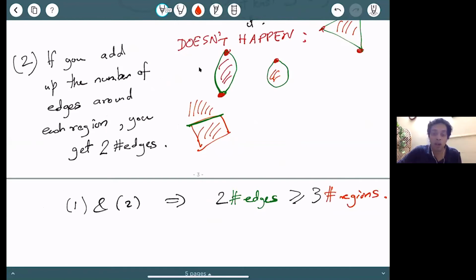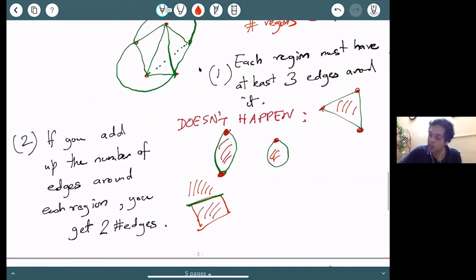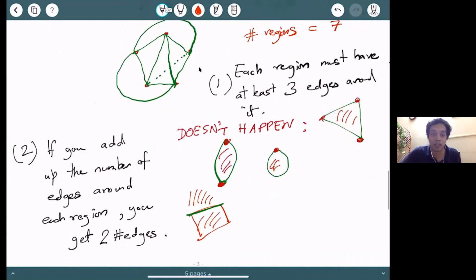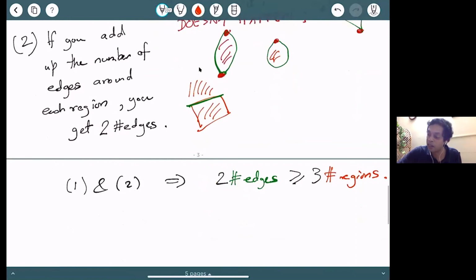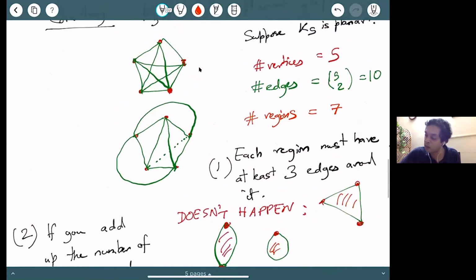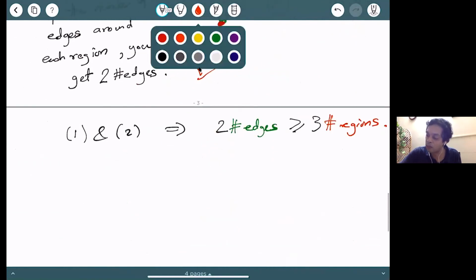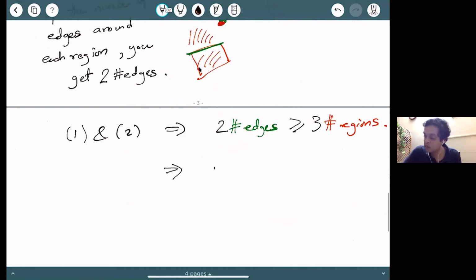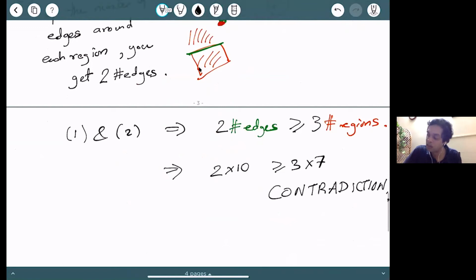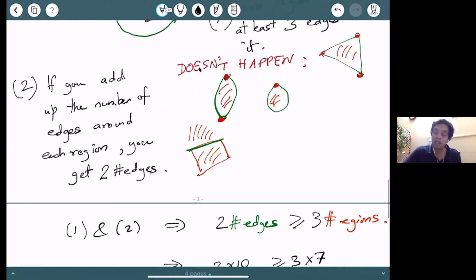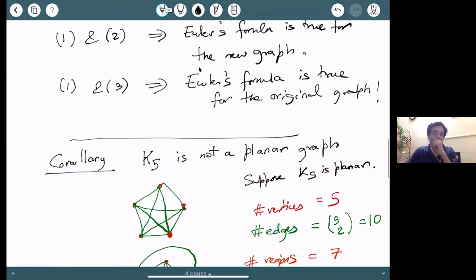Okay. So now when you apply it to this, that must be true, right? So if this is planar, this must be true. But then we already computed the number of edges and number of regions. So that was 10 and 7. So if you plug those in, this would imply that twice 10 is greater than 3 times 7, which is definitely not true. That's the contradiction. Okay, so that's the proof that K5 is not a planar graph.